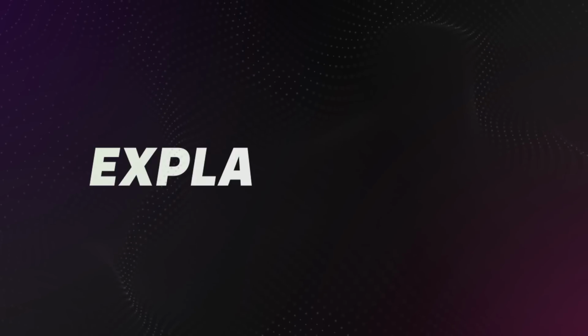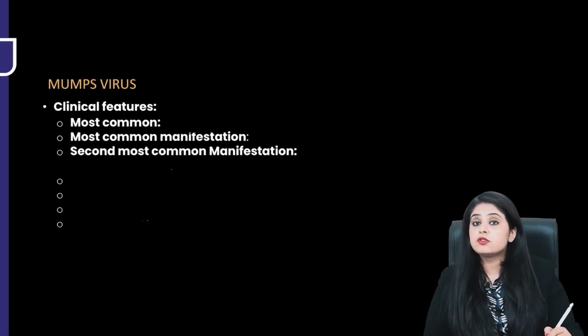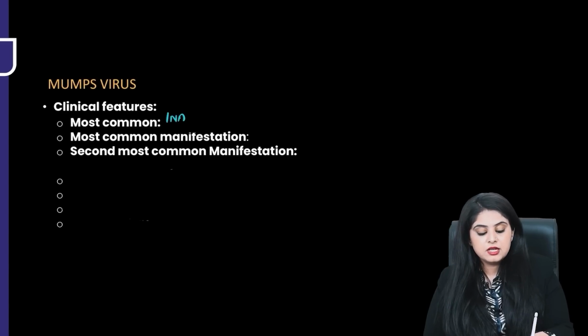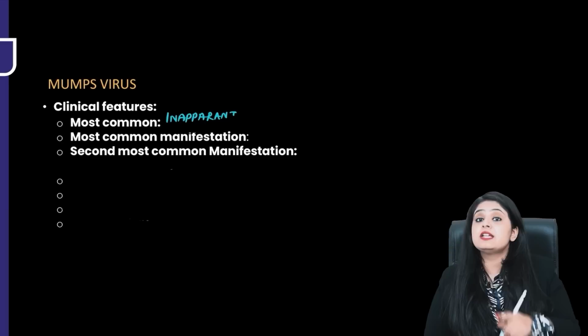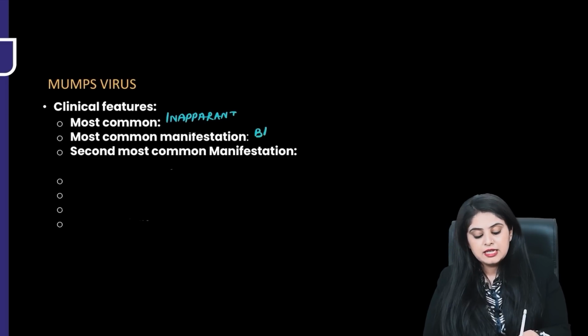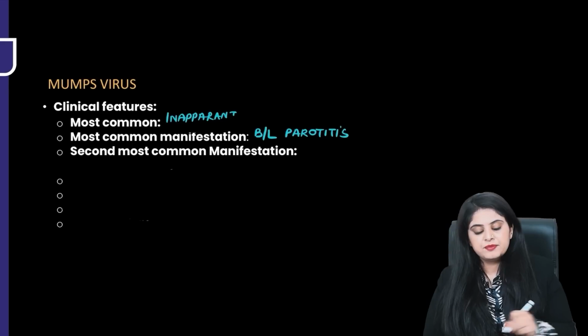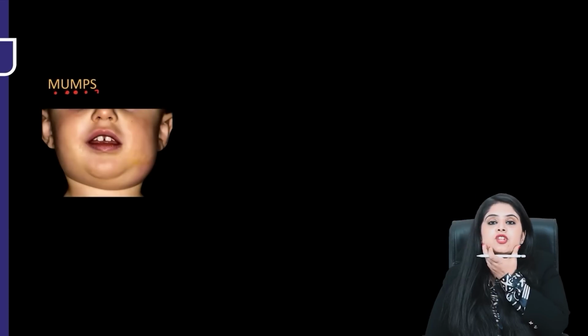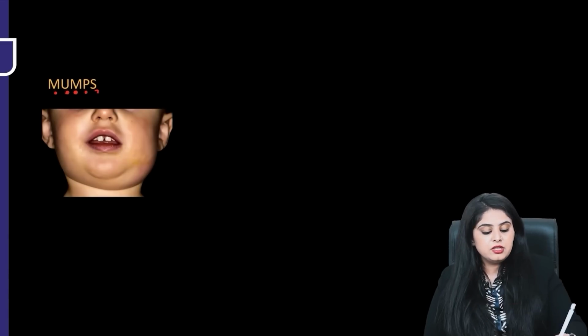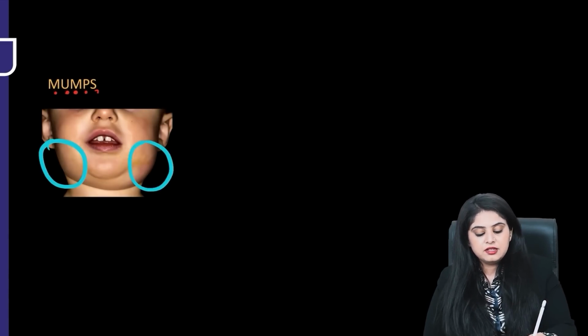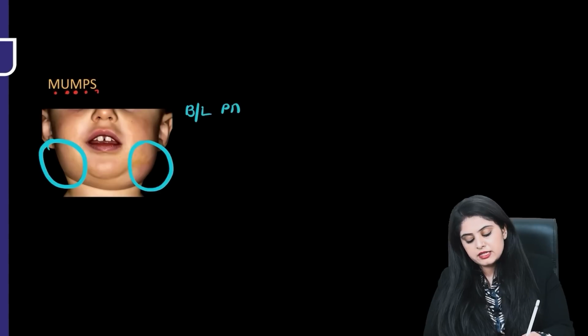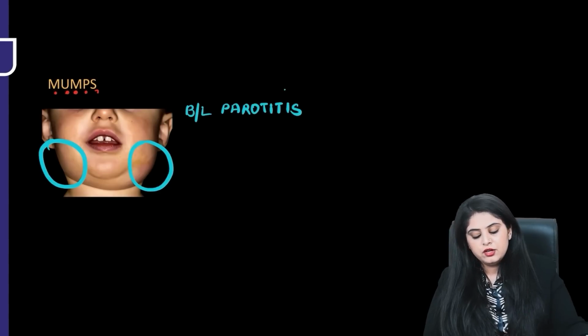Mumps. Here is the explanation. What is the most common manifestation? You will say inapparent. The most common manifestation usually goes inapparent. If it has to show a manifestation, then the most common is going to be bilateral parotitis. That is the most common manifestation. That is why now you understand why Jerry had this cute little chubby architecture, because there is a bilateral parotitis noted over here.